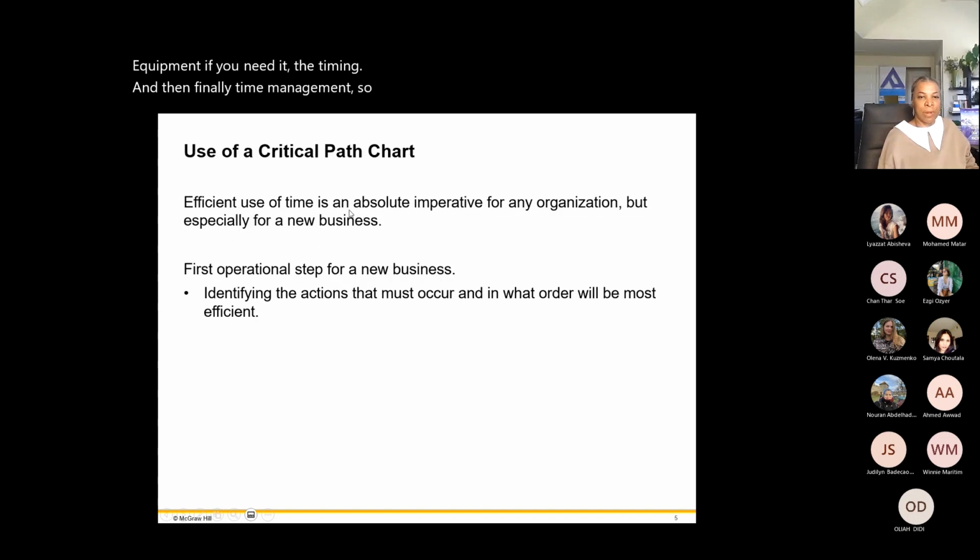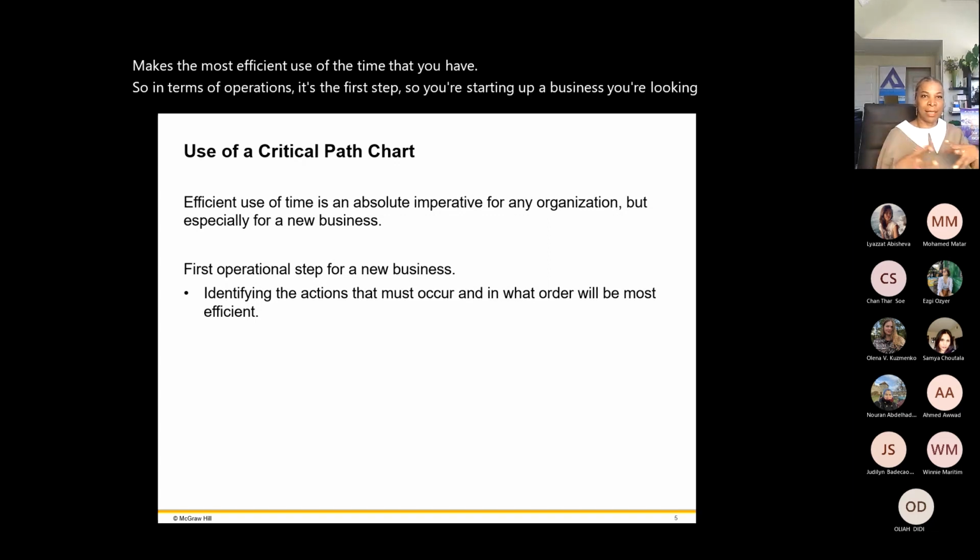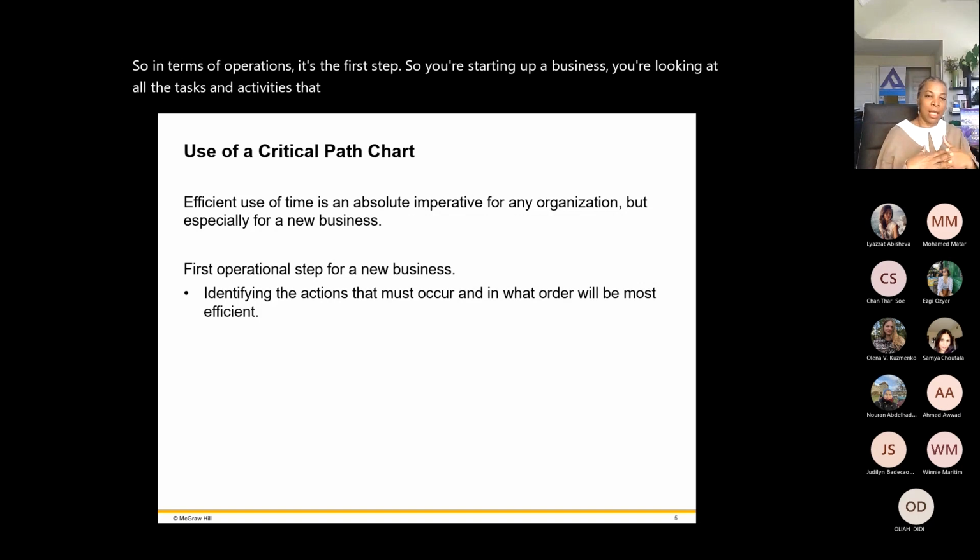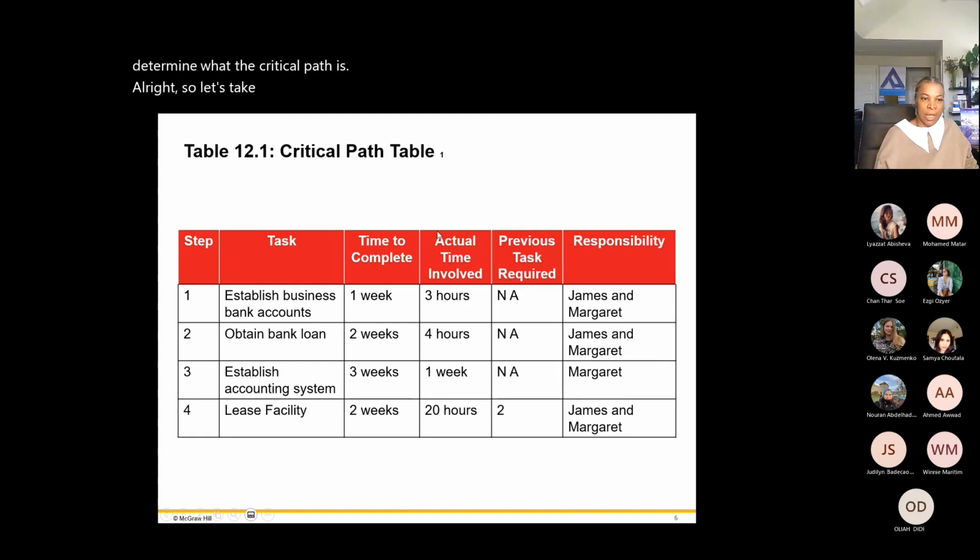So let's talk about the critical path. The critical path ensures that you or the project manager makes the most efficient use of the time that you have. So in terms of operations, it's the first step. So you're starting up a business, you're looking at all the tasks and activities that it entails, and then you put those tasks on a path and you determine what the critical path is. All right, so let's take a look at an example.